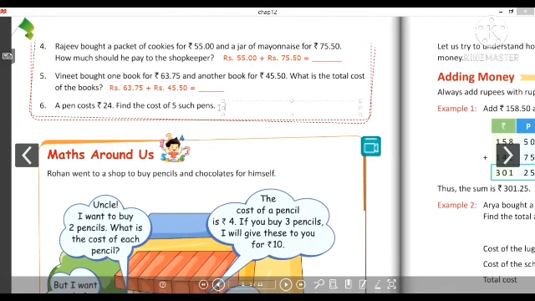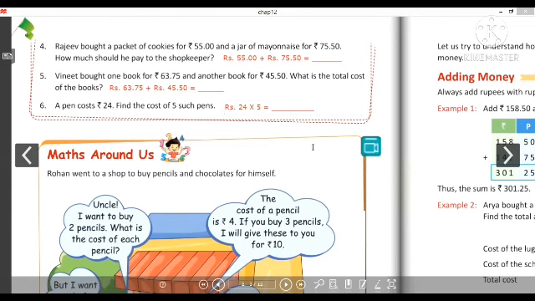Next, a pen costs rupees 24. Find the cost of 5 such pens. So what you have to do? You have to multiply this 24 by 5. Rupees 24 multiplied by 5 is equal to, you have to write down your answer.